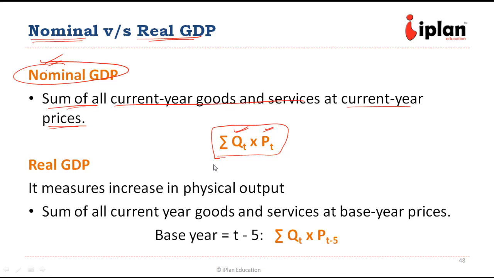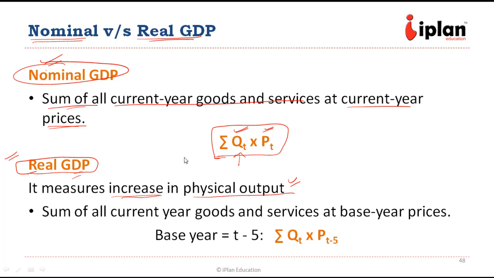But as we know, the prices keep changing. And if we want to compare this GDP with previous ones, it will not give us a good picture. So we need to stabilize the price somehow. For that, we have another term called real GDP. Real GDP measures the increase in physical output. So we are concerned about the output, the quantity, and not so much about the price. Because GDP is in money terms, it may not reflect the production completely because of the price hike. So we have the concept of real GDP.